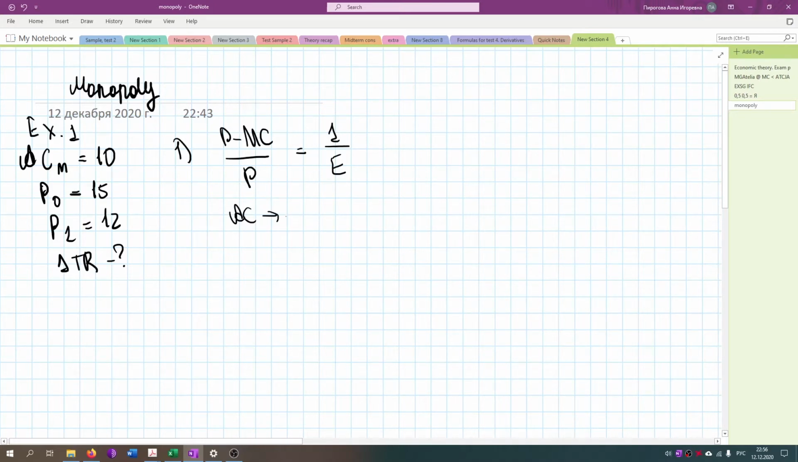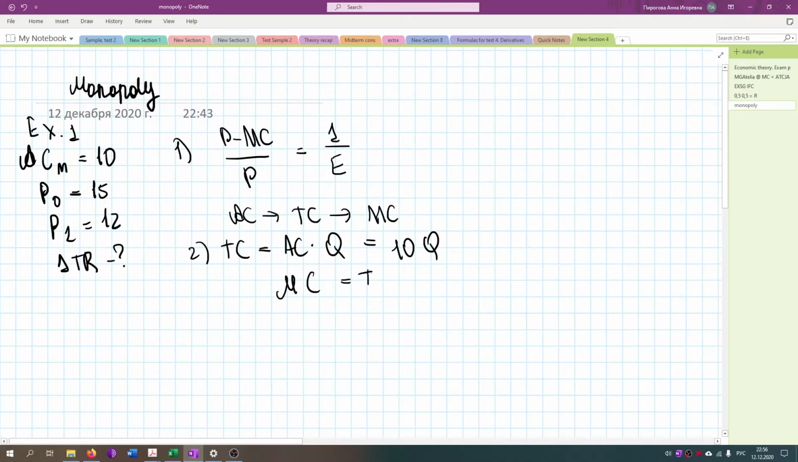we will take AC, average cost, and find total cost using average cost, and then we will find marginal cost. So total cost is equal to AC multiplied by Q. AC is equal to 10, then total cost is equal to 10Q. Marginal cost is the derivative of total cost. It is equal to 10.